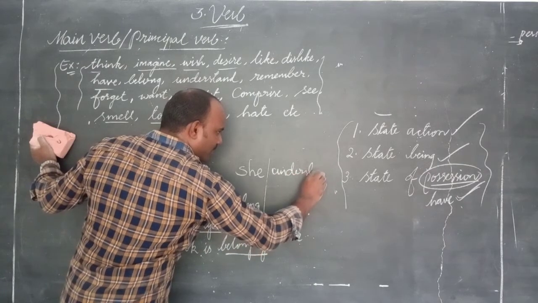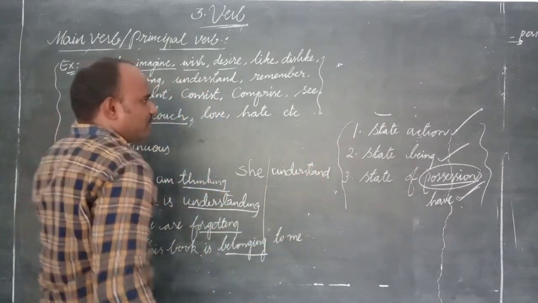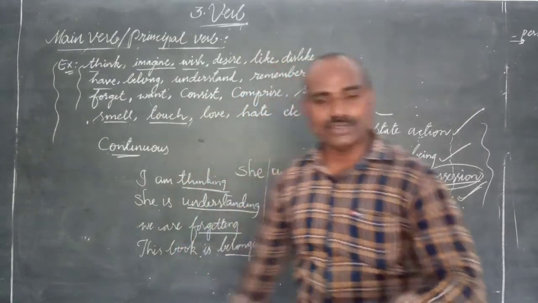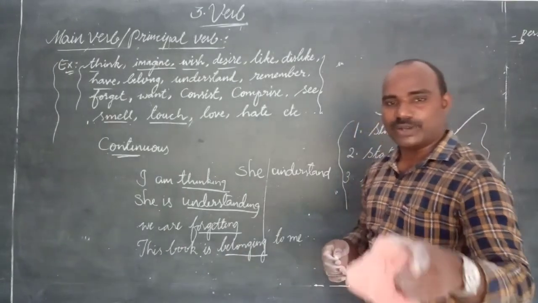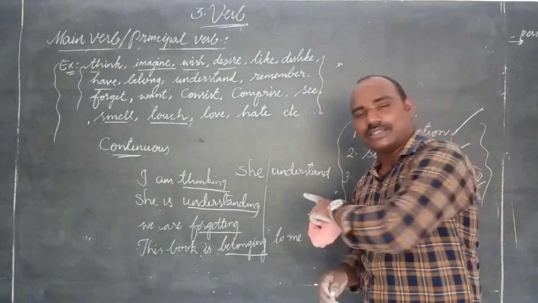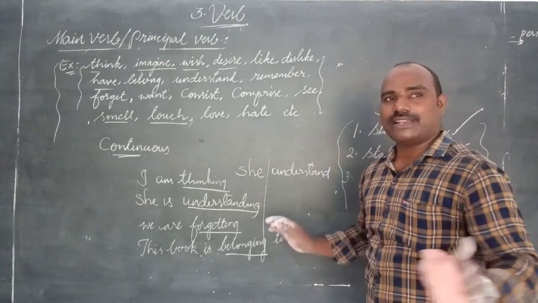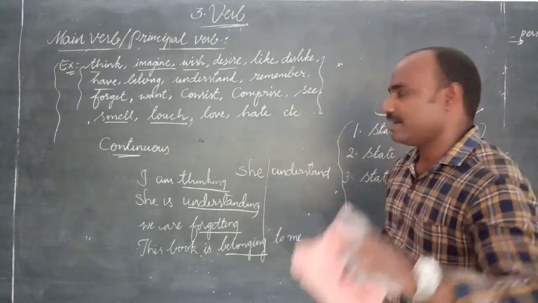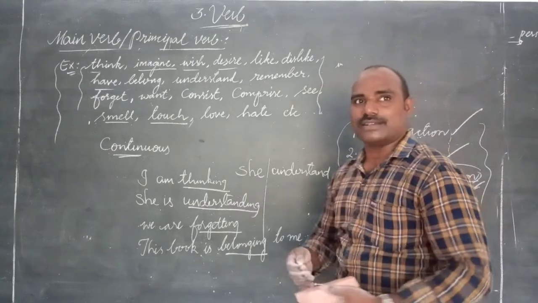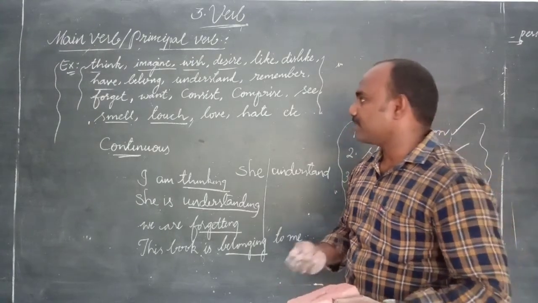She understands. Generally, we ask this question: are you understanding what I teach you? We should not say, are you understanding? You can say, can you understand or do you understand? You should not say, I am understanding, sir. We are understanding, sir. We should not say that, it is exactly wrong. We understand. We don't understand. Do you understand? Can you understand?